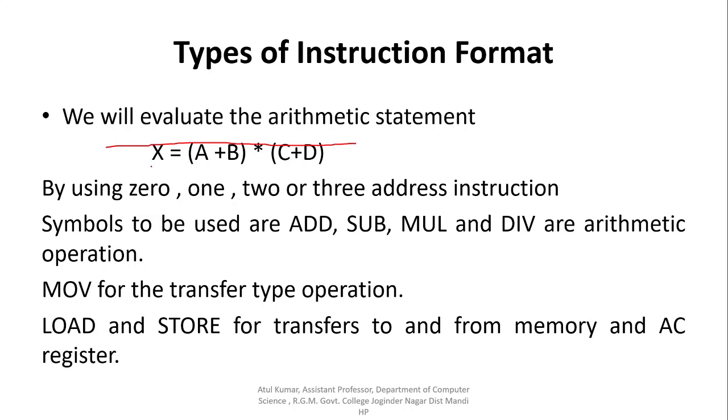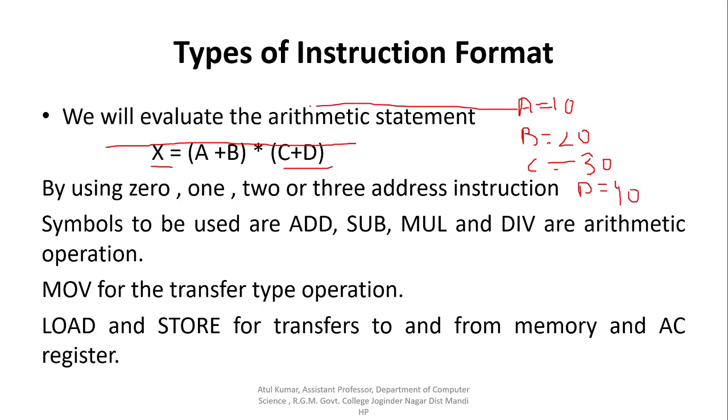The arithmetic expression we have is X = (A + B) * (C + D). In ordinary mathematics, suppose we have A equal to 10, B equal to 20, C equal to 30, and D equal to 40. Then how do we solve this expression?